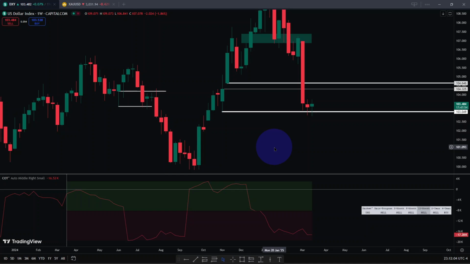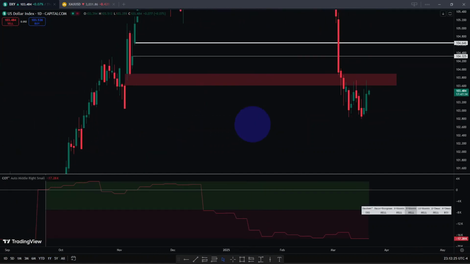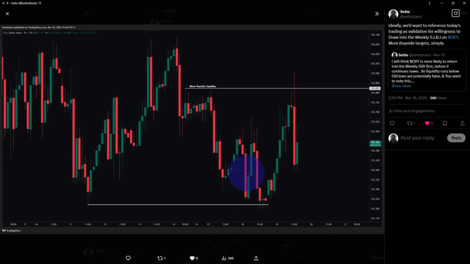So a market structure shift against the high time frame draw on liquidity is false, and that's a turtle soup. And what do we use turtle soup for? We use turtle soup to frame setups in line with the direction of the high time frame draw on liquidity. Okay, that's simply the reason why I was anticipating downside on euro.